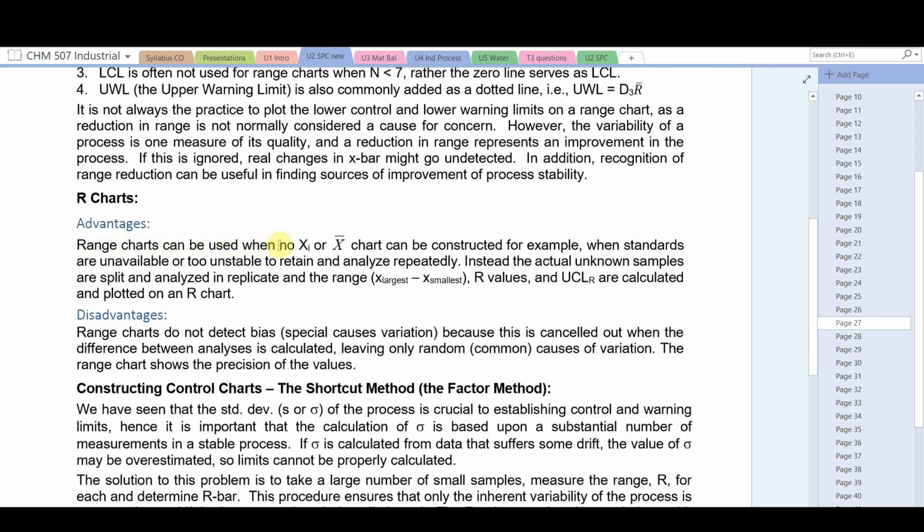Range charts can be used when no X individuals or X bar charts can be constructed. When would this happen? When standards are unavailable or too unstable to retain and analyze repeatedly. So what do you do? Well, instead, the actual unknown samples are split and analyzed in replicate, and the range, the largest minus the smallest, that's the R value, and the upper control limit on the range are calculated and plotted on the R chart. Quite clever.